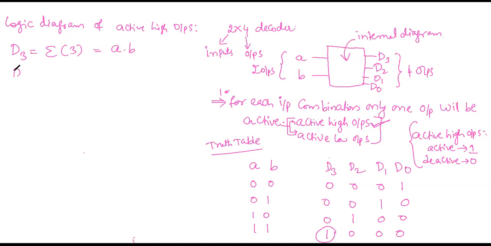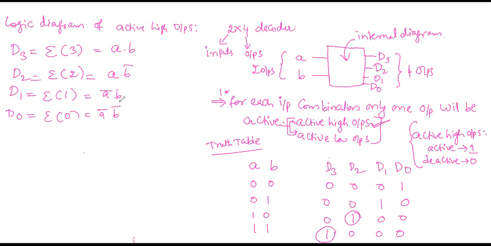Next, D2. D2 is 1 when input is equivalent to 2. So sigma 2, standard SOP form equation. How can you write 2 in Boolean expression? A B bar. D1 is sigma 1. How can you write it? A bar B. D0 is sigma 0. How can you write it? A bar B bar.